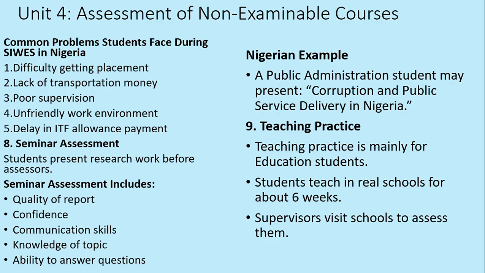So it might be difficult for you to get transportation money. Let's say you go the first week, second week, third week. And poor supervision. There might be poor supervision. Then an unfriendly work environment. Then there might be delay in ITF allowance payments. So the payment that you're supposed to be getting, there might be delay.